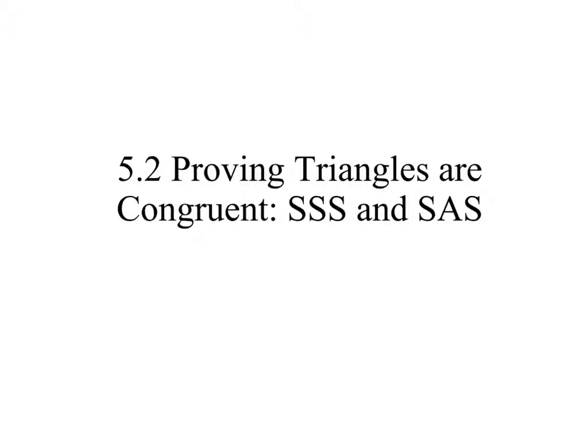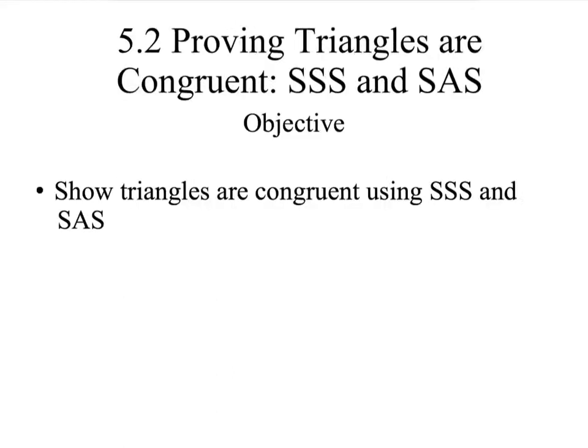We are going to be talking about chapter 5.2. We're going to be proving triangles are congruent using two different theorems, the SSS and SAS, standing for the side, side, side and the side, angle, side theorems. We are going to be doing a few two-column proofs as well. A lot of this is going to be different arguments. How can you prove triangles are congruent? Let's get down to it.